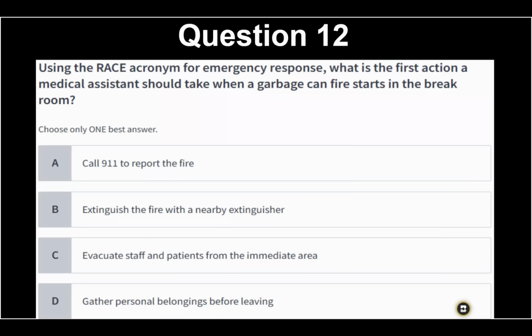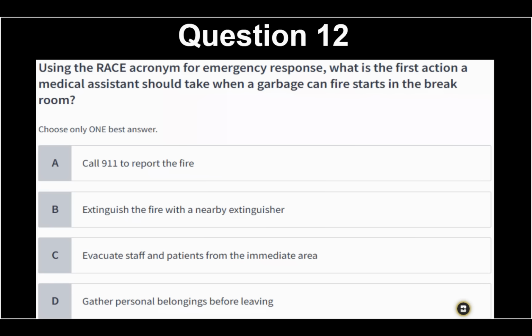Question 12. Using the RACE acronym for emergency response, what is the first action a medical assistant should take when a garbage can fire starts in the break room? A. Call 911 to report the fire. B. Extinguish the fire with a nearby extinguisher. C. Evacuate staff and patients from the immediate area. Or D. Gather personal belongings before leaving.